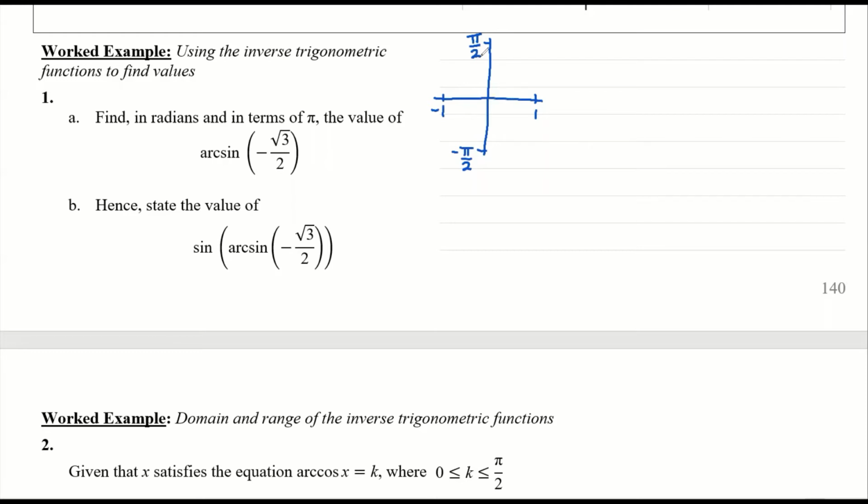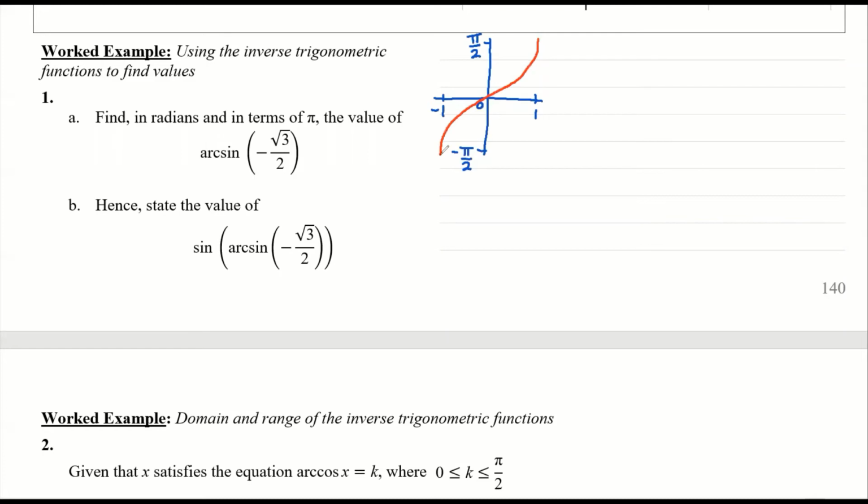And then, tilting your head, and we'll put the origin on there as well, actually, we should be able to sketch the sine function. We know it has a maximum at pi over 2, 1, and a minimum at negative pi over 2, -1. So the sine graph is going to look something like this. The arcsine graph, I should say.